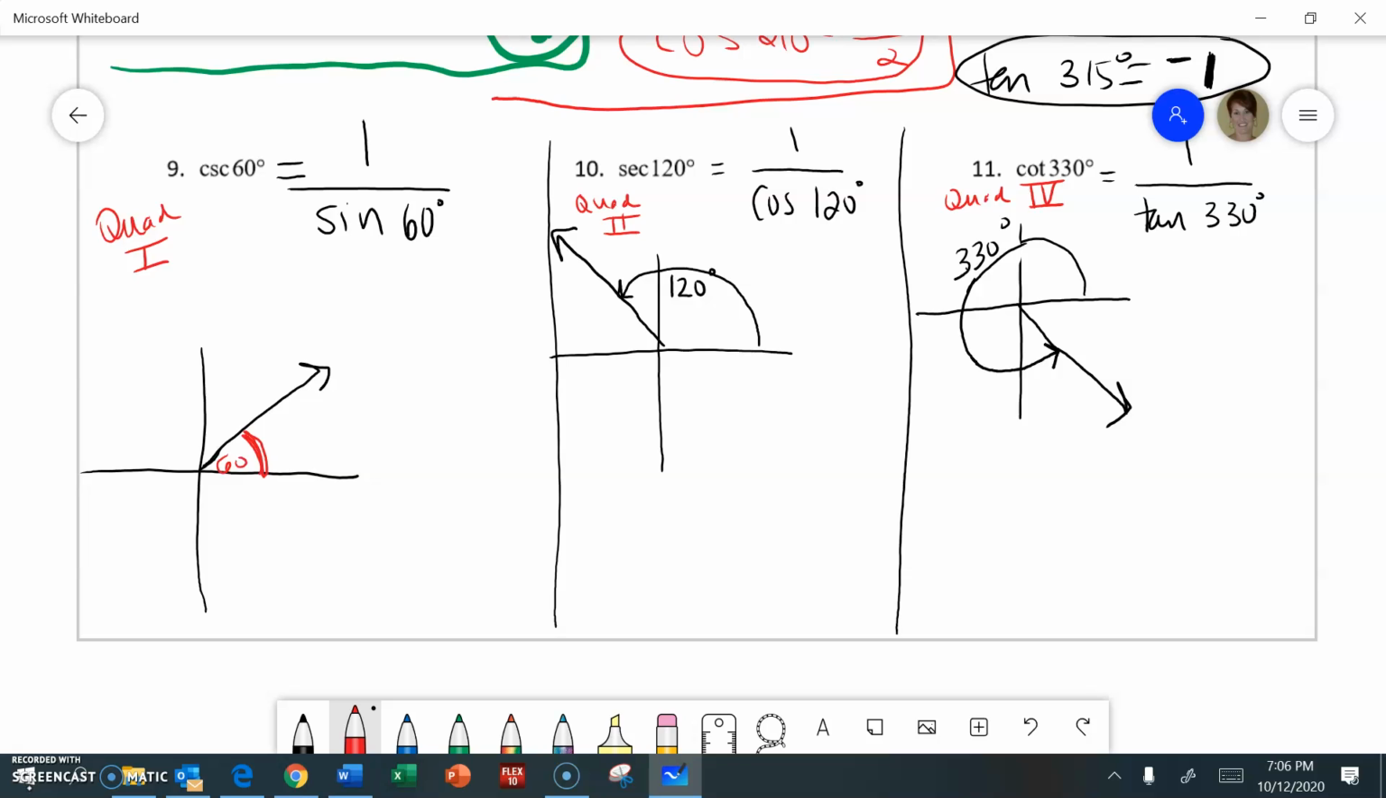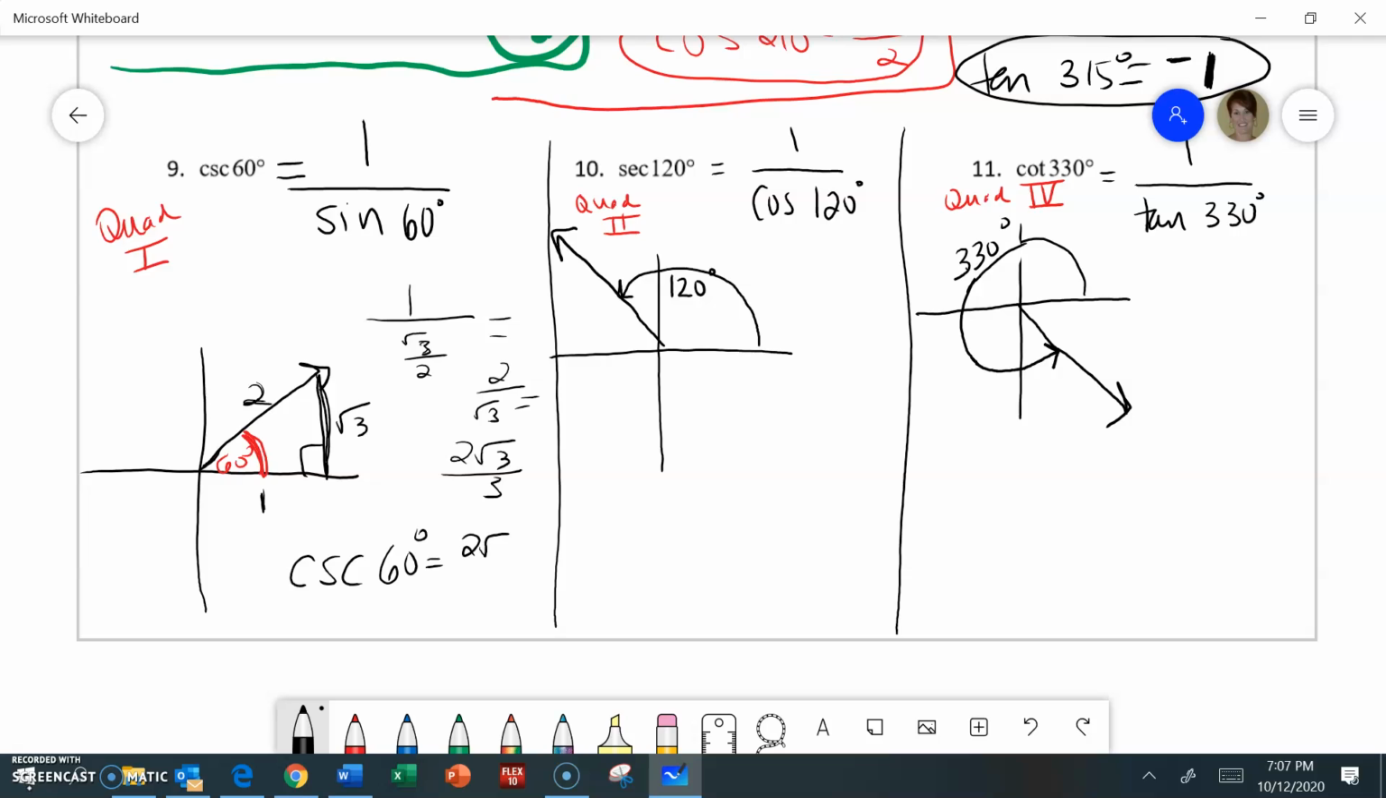We are in quadrant 1. We have 60 degrees. So if I drop this perpendicular, we have our short leg here, and radical 3 and 2. So if I take a look at this, we would have 1 over the sine of 60, which is equal to radical 3 over 2. So 1 divided by radical 3 over 2 equals 2 over radical 3. And when I rationalize my denominator, I get 2 radical 3 over 3. So that means 1 over the sine is the same thing as cosecant. So our answer is positive 2 radical 3 over 3. How do I know it's positive? Because we landed in quadrant 1 and all functions are positive in quadrant 1.